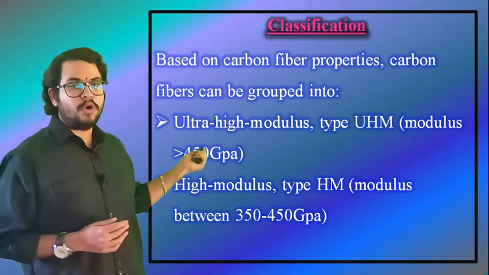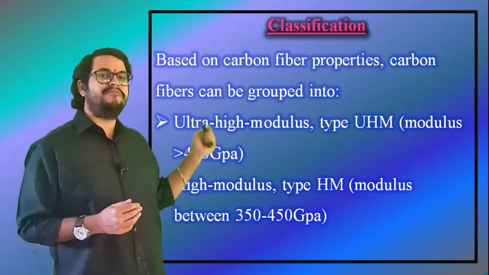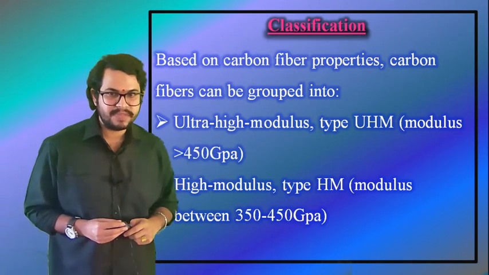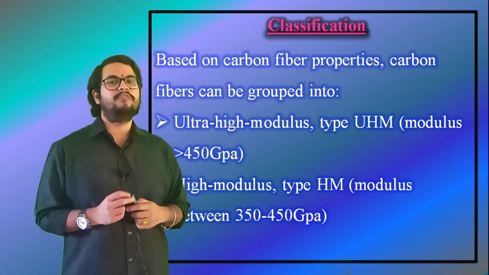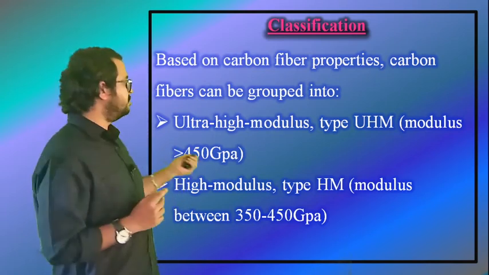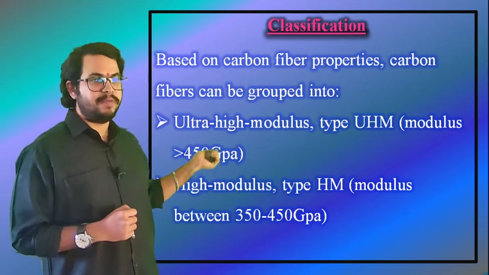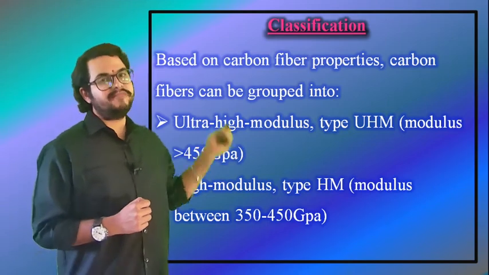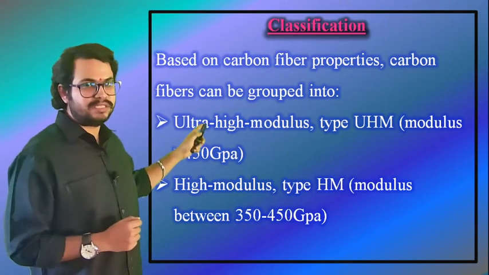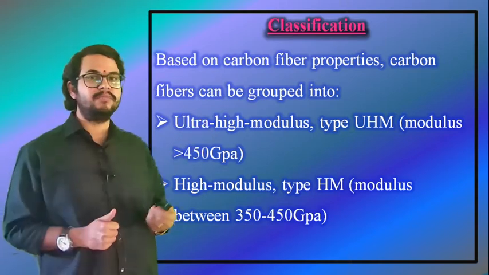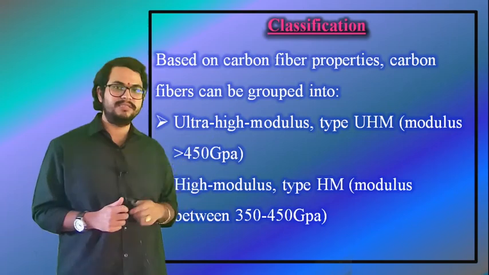Now based on modulus, strength and a final heat treatment temperature, carbon fibers can be classified into the following categories. First, based on carbon fiber properties, carbon fibers can be grouped into ultra high modulus type, UHM, which is having modulus of more than 450 gigapascals.